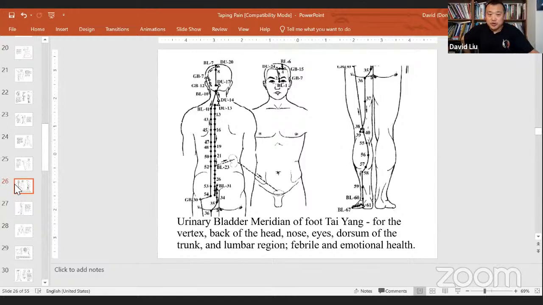This is the urinary bladder meridian. For any UTI, urinary tract infection, neck pain, lower back pain, leg pain, any pain in the posterior of the back or the posterior of the leg, we go to the urinary bladder meridian.